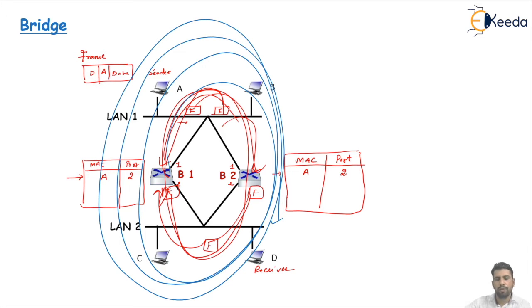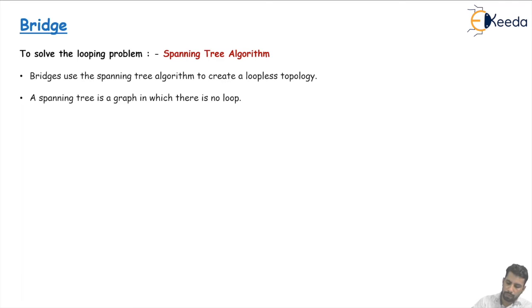So for this problem we have a solution called the spanning tree algorithm. Let's see the solution. To solve the looping problem we have the spanning tree algorithm. The spanning tree algorithm says we will make a loopless topology. Loopless topology means creating a topology in which each LAN can be reached from any other LAN through only and only one bridge, or you can say through only one path. Okay, there is no loop.